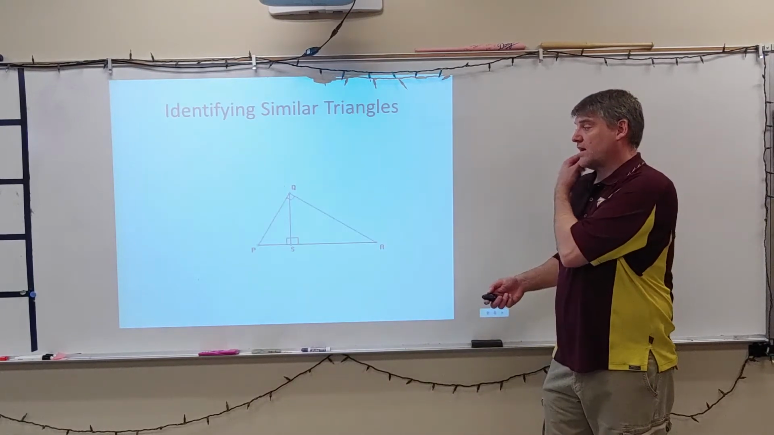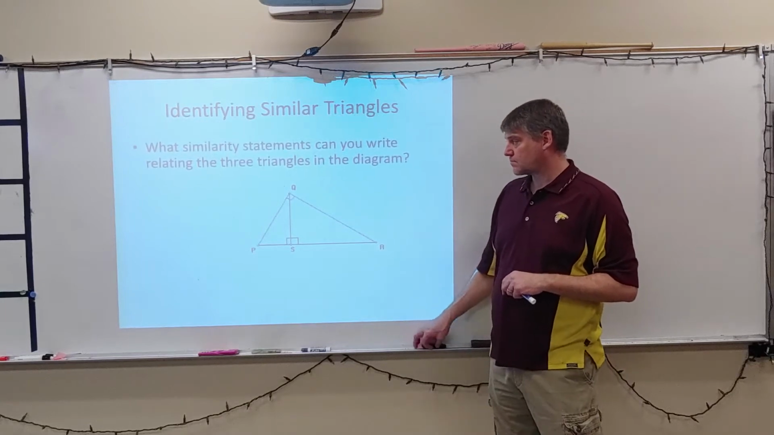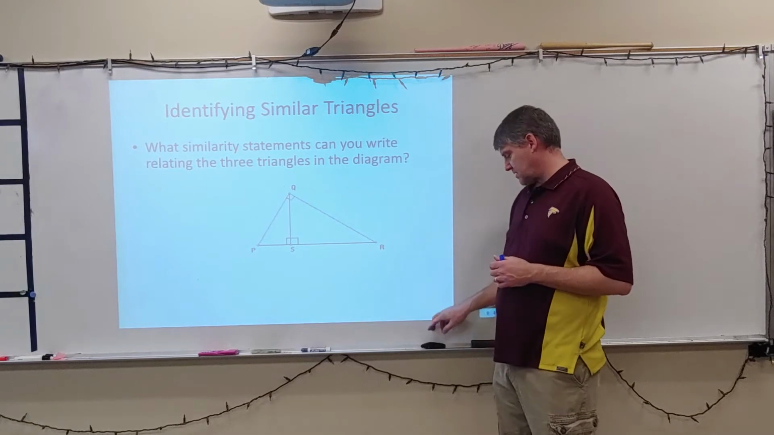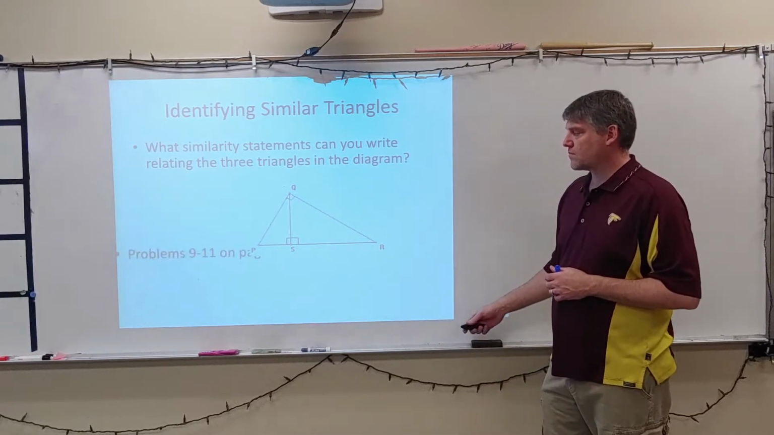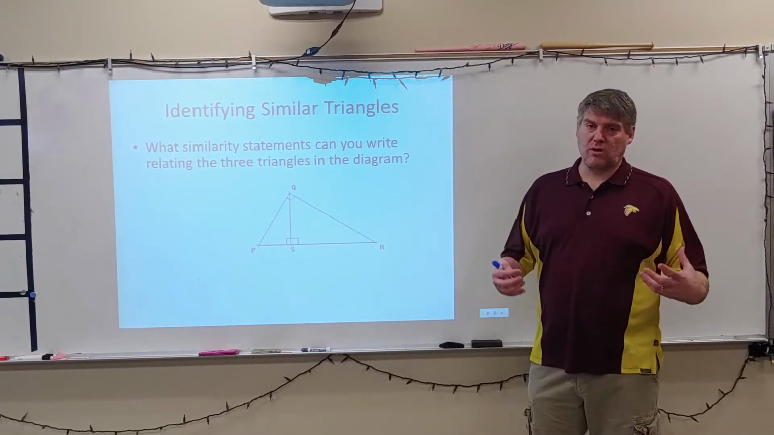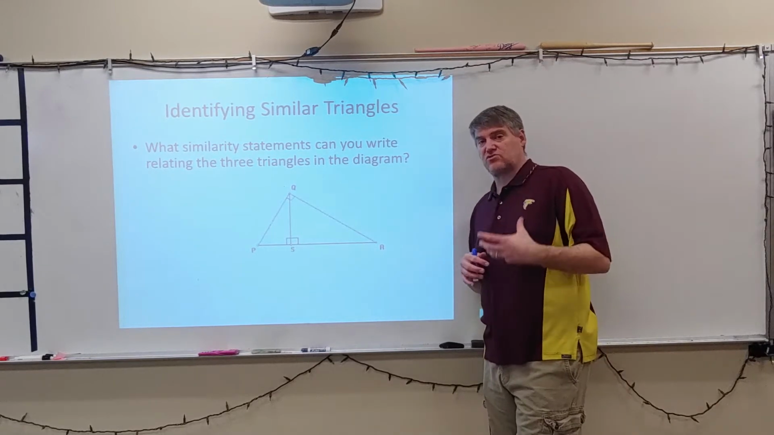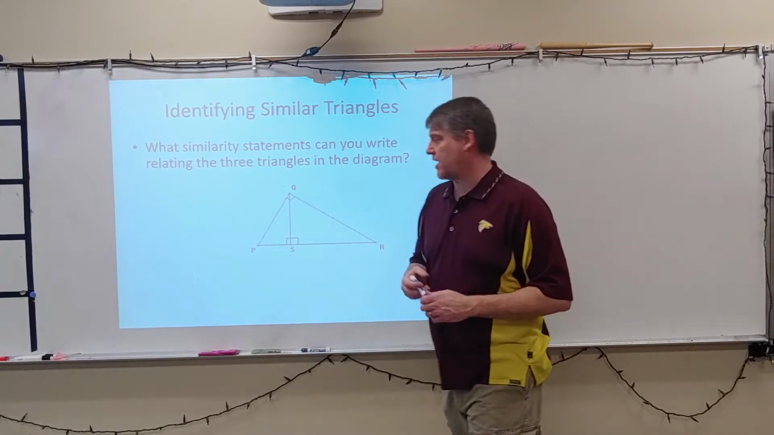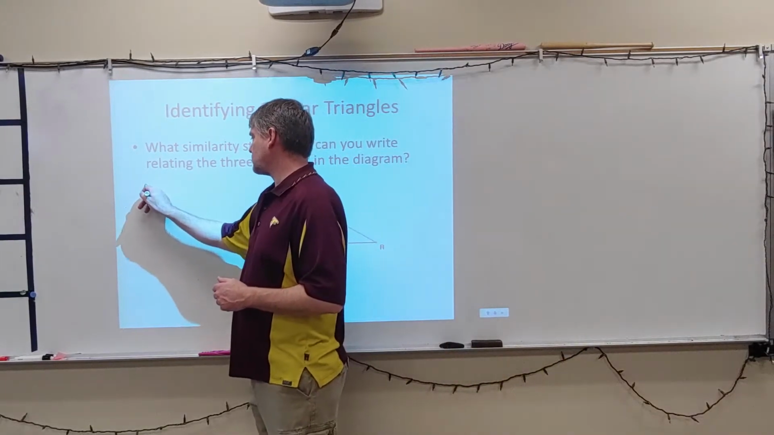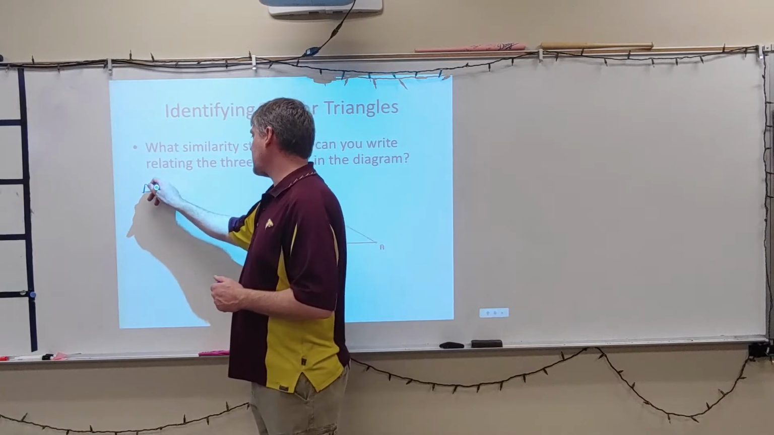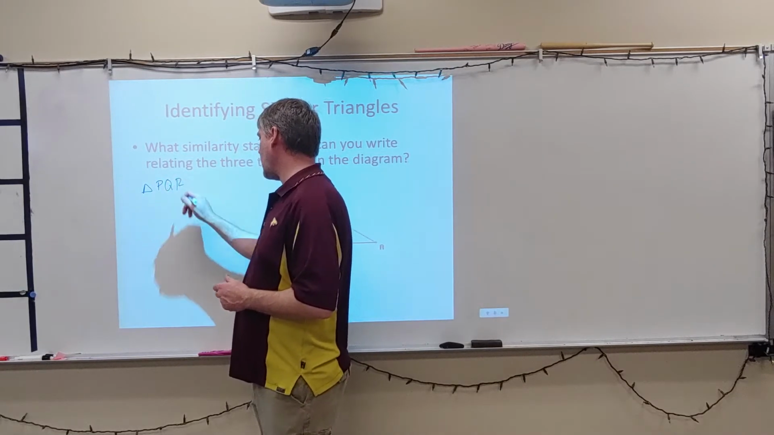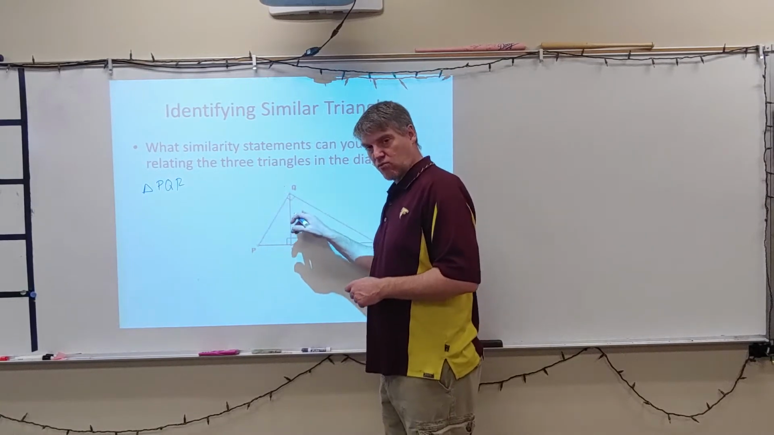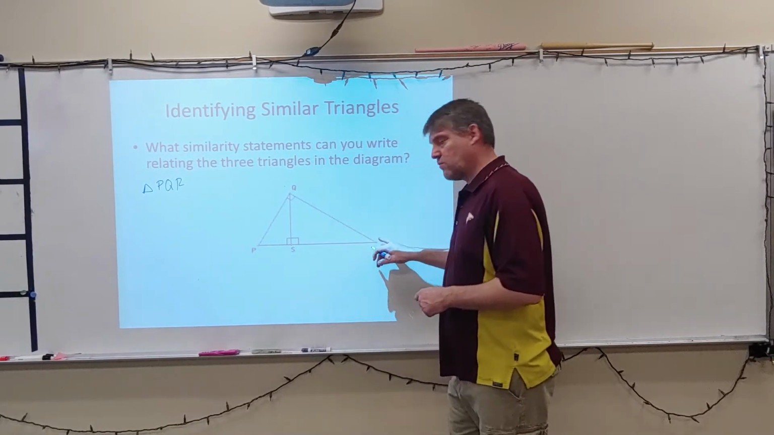Okay. Identifying similar triangles. What similarity statement can you write relating the three triangles in the diagram? All right. So the first one is, a lot of times it's easiest to start with the largest triangle, right? Start with the big triangle out here. Okay, so I'm going to start with the triangle, and I'm just going to go P, Q, R. So I went P, so here's P. I then went to my right angle, and then I went to R.